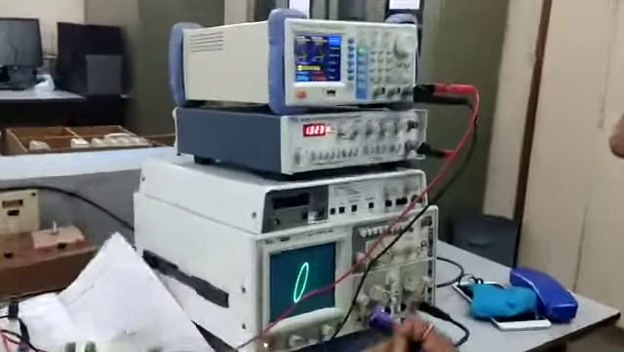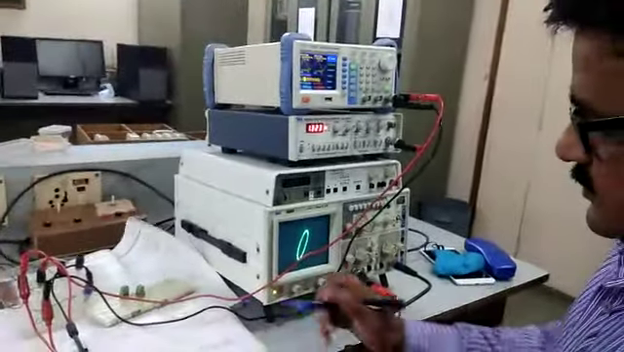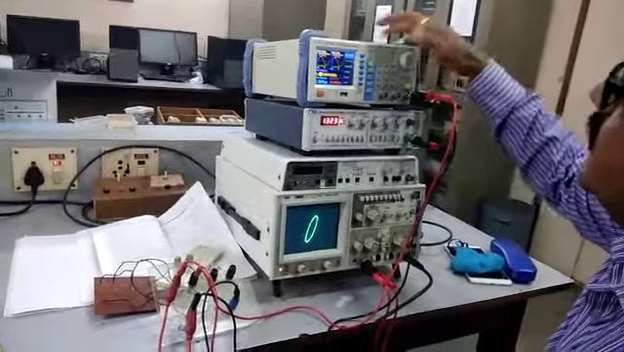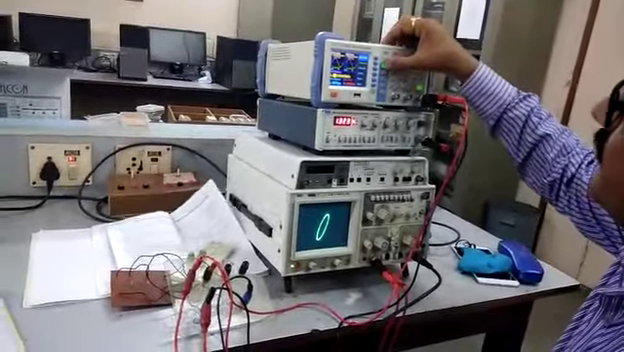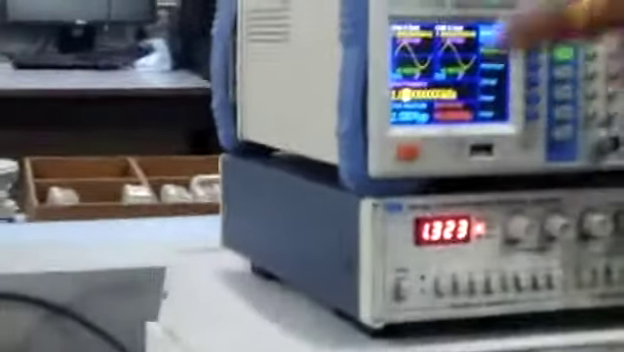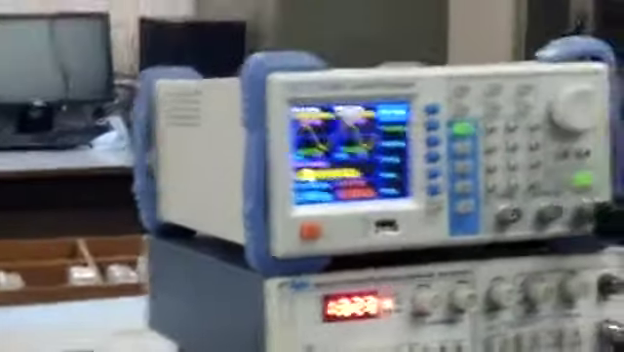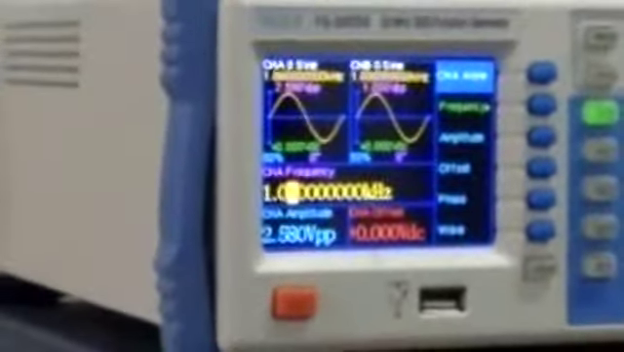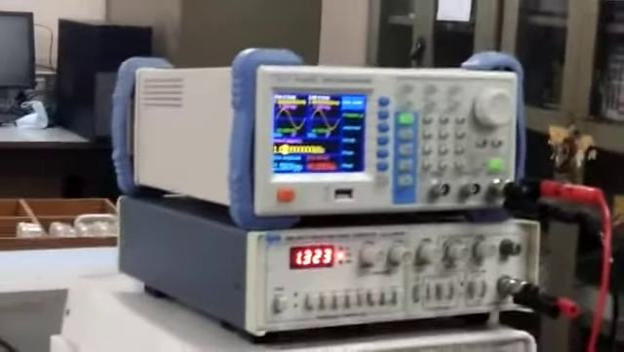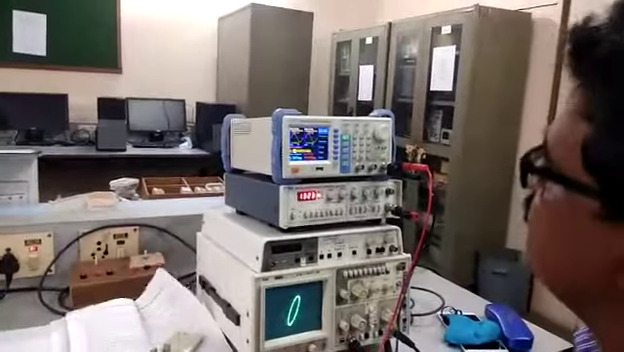Now how to measure the phase? What is the arrangement for this experimental setup? This is my function generator. From this function generator you have to select sine wave. Adjust the frequency at 1 kilohertz. My frequency is 1 kilohertz, and the amplitude depends on you, how much amplitude you are selecting. That should be visible on the screen of the CRO.